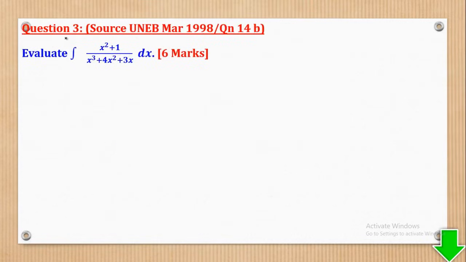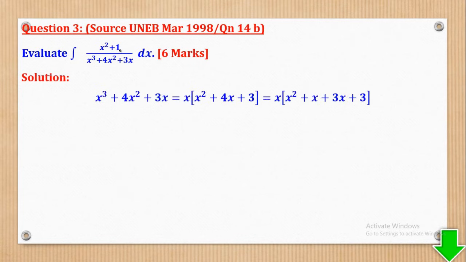Now we shall go to question 3, which came from UNEB March 1998 paper 1 question 14b, and says evaluate this. So first of all, we said the denominator must be factorizable. So what I'm going to do, I'll first factorize this denominator. So extracting out this denominator alone, I'll come up with this. Then start by factorizing it.